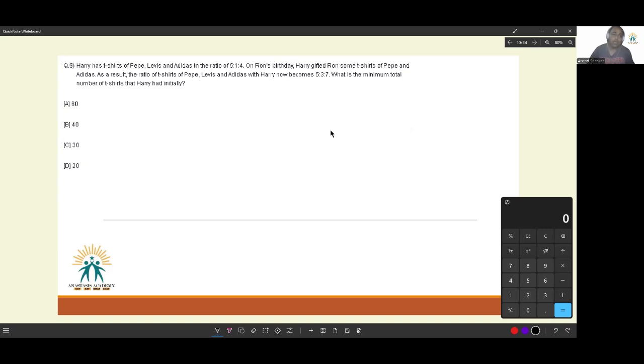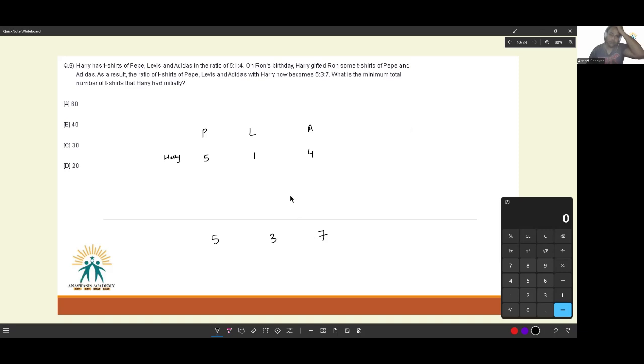Harry has t-shirts of Pepe, Levi's, and Adidas in the ratio 5:1:4. On Ron's birthday, Harry gifted Ron some t-shirts of Pepe and Adidas. Okay, so Pepe's count is going down, Adidas count is going down. As a result, the ratio of t-shirts of Pepe, Levi's, and Adidas with Harry now becomes 5:3:7. What is the minimum total number of t-shirts that Harry had initially?